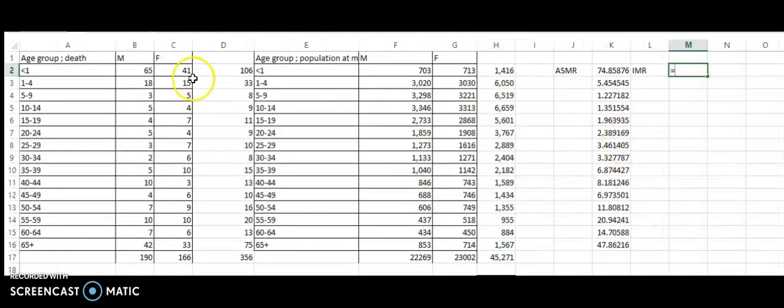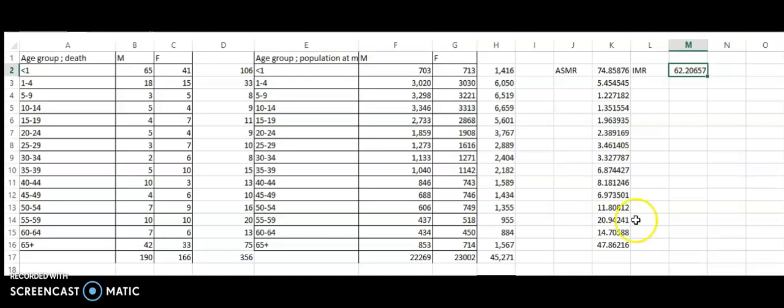So let's do it here. Number of infant deaths divided by 1704, multiplied by 1000, will give us 62.2 infant mortality rate. 62.2 per 1000 is a high infant mortality rate. There is a high number of deaths in this age group, less than 1 year.